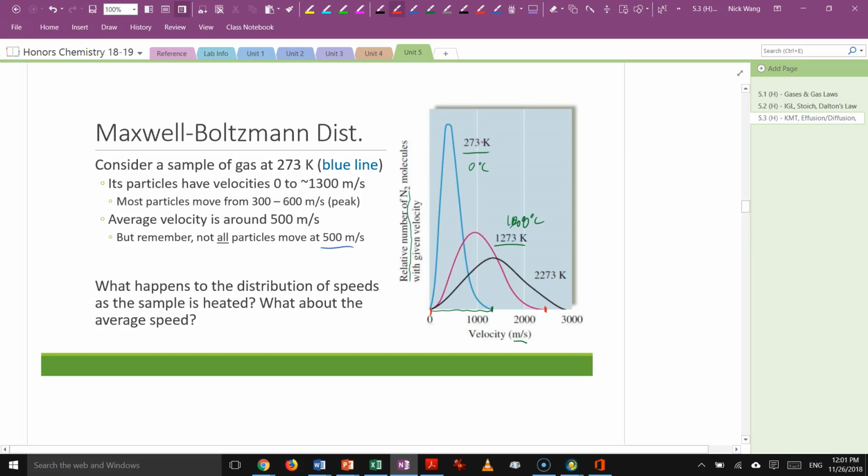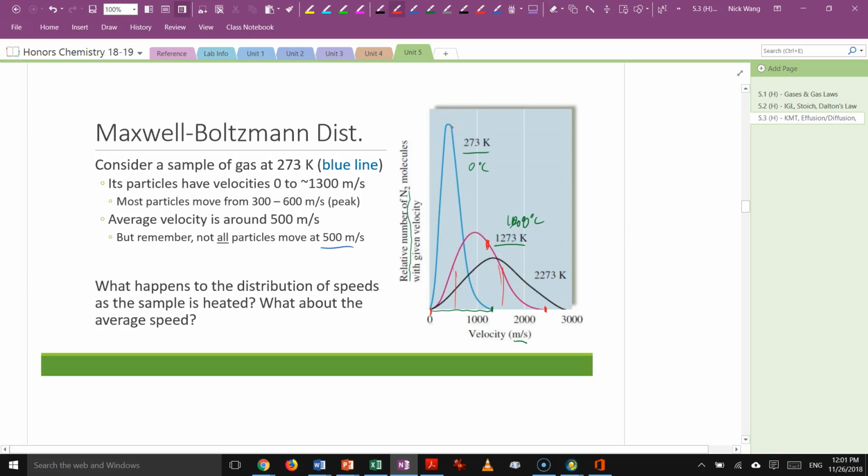So it's no longer this high. It flattens out and lowers quite a bit. And most of your particles are in this area here. The large majority of your particles move anywhere from about, I don't know, 600 to about 1,500 meters per second. So all this area right here represents the number of particles that move at that speed. And then, of course, the average speed is much, much higher. The average speed might be somewhere around here or so. It's not exactly there, but somewhere around there.